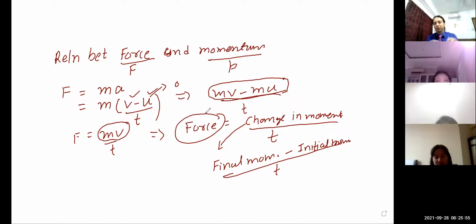So this is the relation between force and momentum, that force is equal to the time rate of change of momentum. What is the meaning of this equation? When you apply a force on any object, the momentum of the object will change in a given unit of time. And this happens because when we apply a force, the object changes its velocity, and if there is a change in velocity, there will be a change in momentum. So force is equal to change in momentum divided by time.